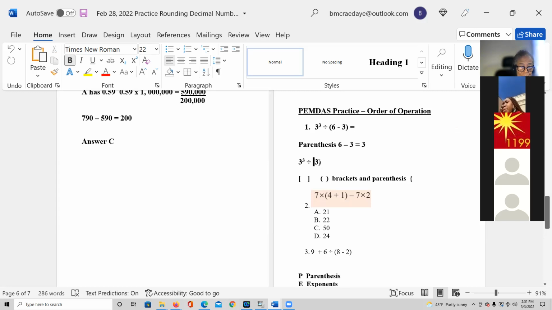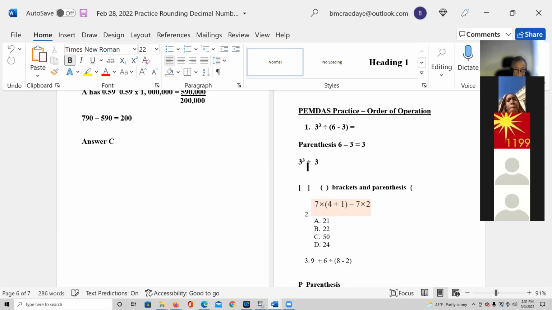All right, then what did you do next, Mercedes? I do the exponent. Okay, then you did the exponent. An exponent is nothing but a power.